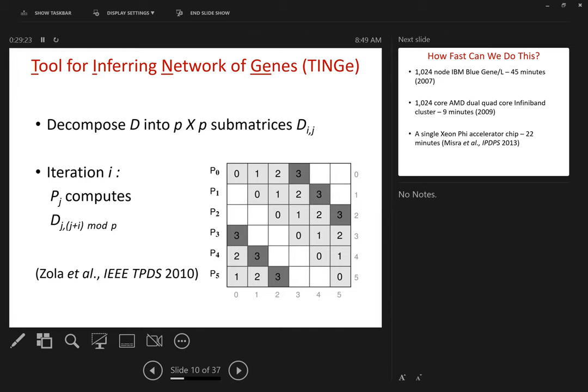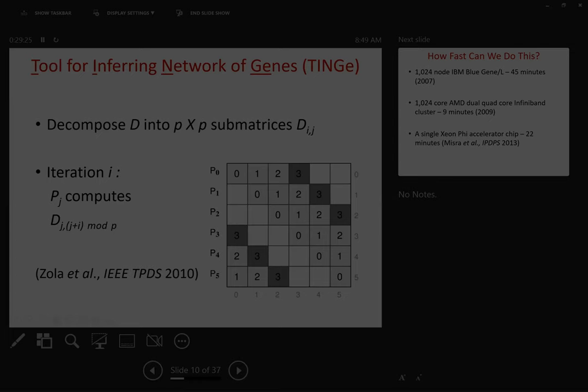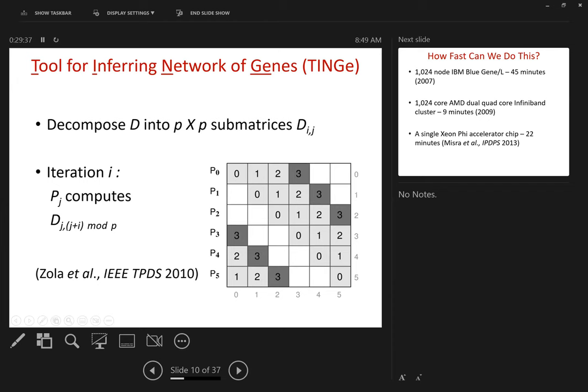On the vertical axis, if these columns of genes are required by, let's say, processor 3 in step 0, in the next step processor 2 needs them. In the next step, processor 1 needs them, and so forth. So if you imagine these processors as if they are connected in a ring, and you keep doing this left shift of the data, then the data will move beautifully through it, and you can compute all of these things.